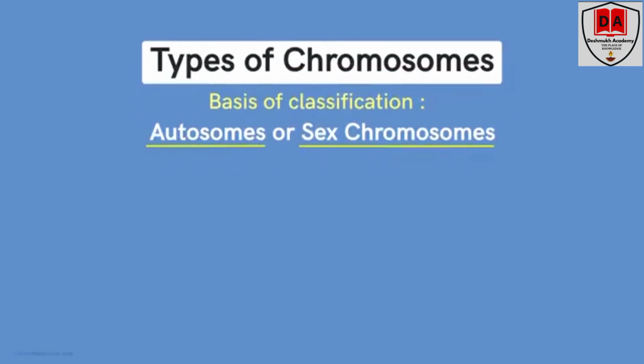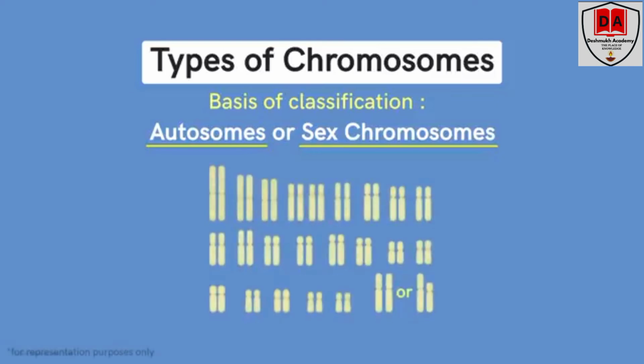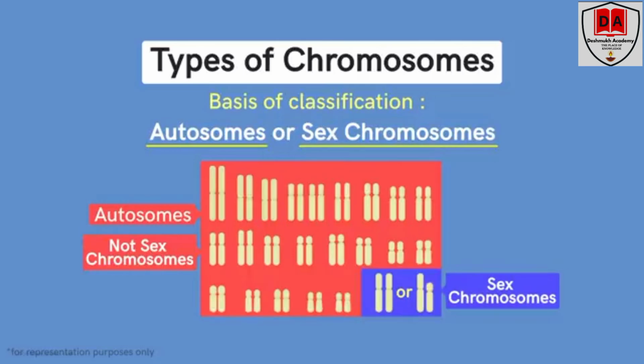Now, what could these be? This is a representative image of a typical human karyotype. The chromosomes that pair from 1 to 22nd are called autosomes. That is, they are not the sex chromosomes. To be precise, they have got no function to deal with the sex of the individual. The last pair, however, determines the sex of the person.